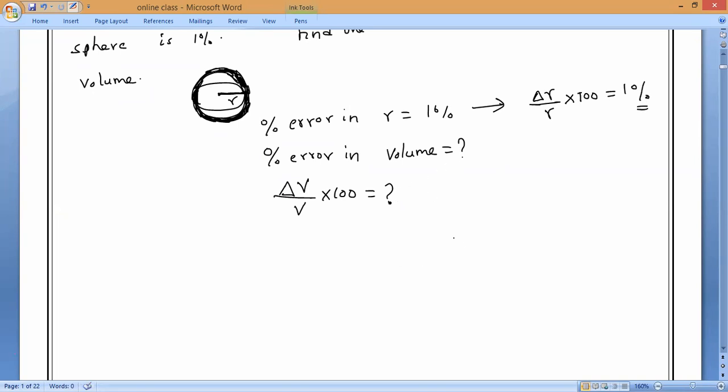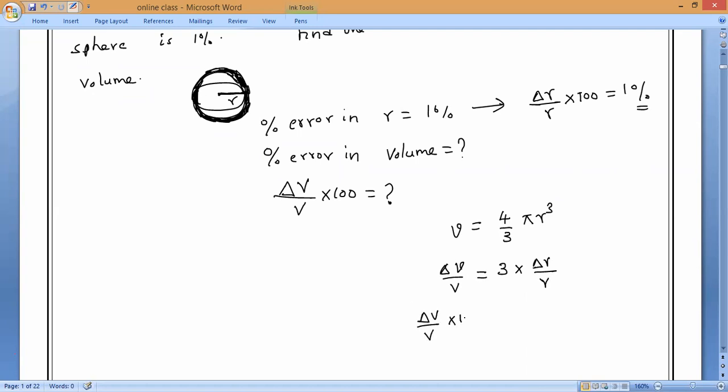We all know the volume of the sphere is 4 by 3 pi R cube. As we know, 4 by 3 and pi are constants. So delta V divided by V is equal to 3 coming forward, so 3 into delta R divided by R. Now we want the percentage error.